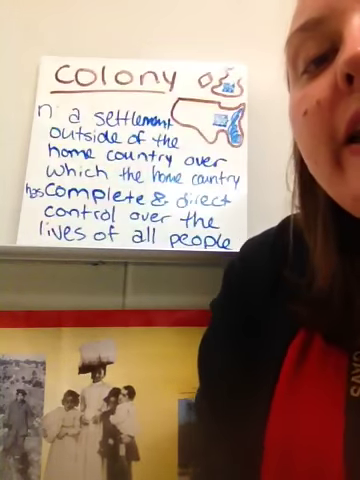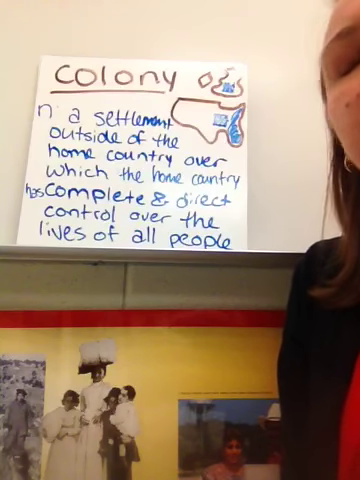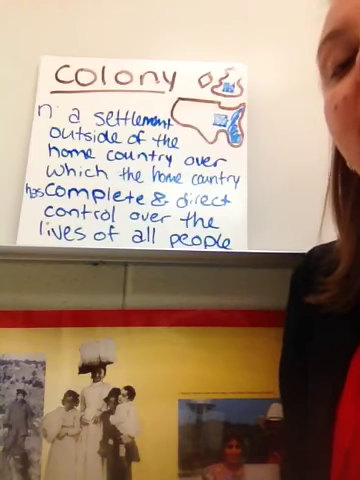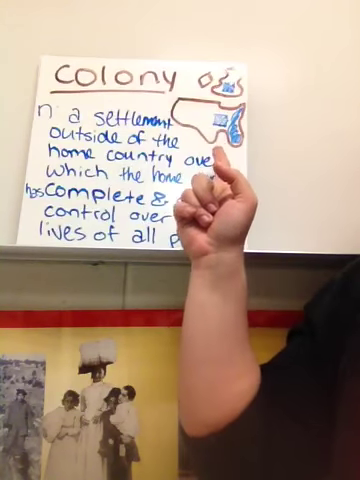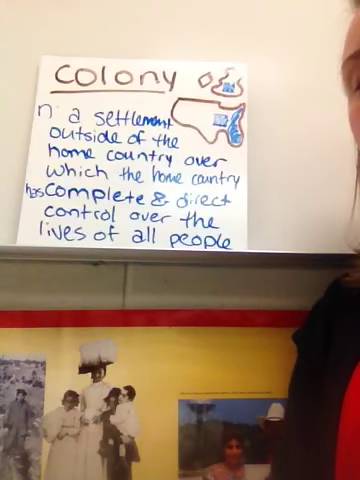Now, as most of you already know from 4th and 5th grade history class, the United States started as a colony of Great Britain. So Great Britain, the home country, sent settlers over here across the pond to the United States. So outside of the home country.